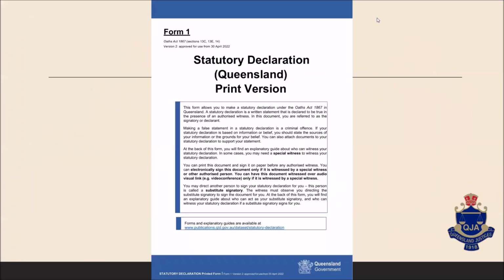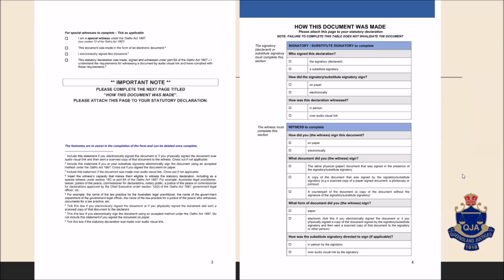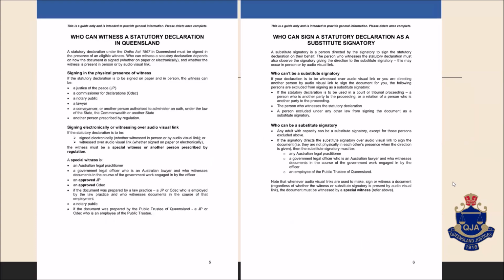Let's look at the total form. This is the cover page. The first opening contains pages 1 and 2. Second opening of the booklet, pages 3 and 4. And the third opening, pages 5 and 6. We'll now look at each page separately.